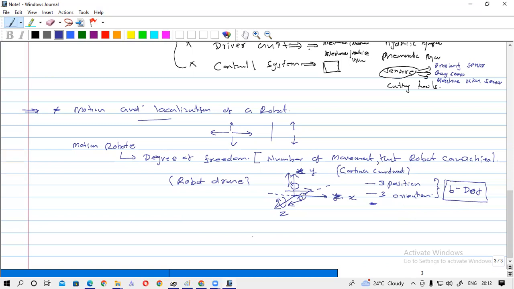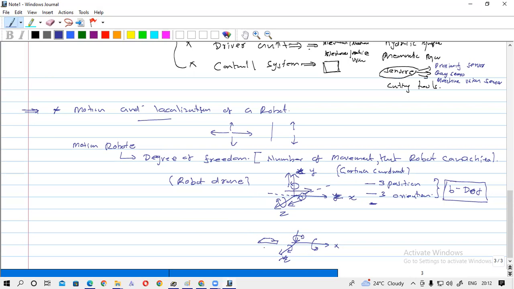If you consider a car, that car can only move in the x direction and the z direction. It can't move in the y direction. It can't go up. And also, if this is 2D, that car cannot rotate about the x axis, but it can rotate about the y axis.